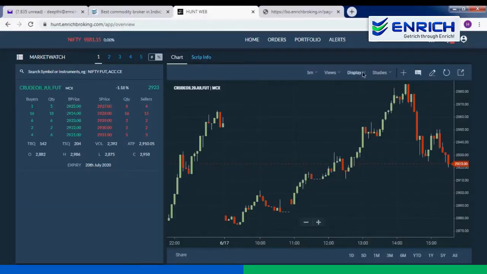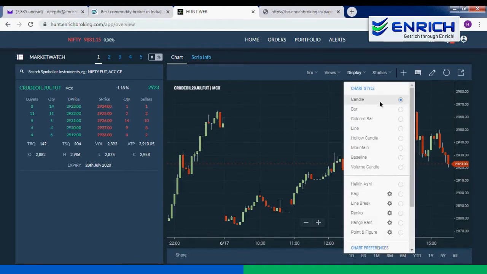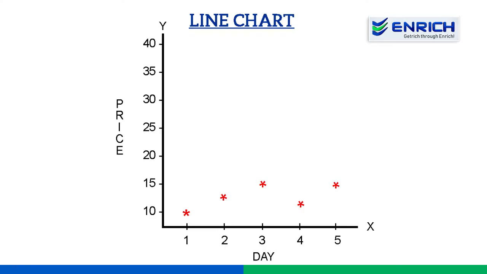If you take a look at this charting platform, this is the Market Watch page of Enrich Web Hunt, the trading platform. You can see here various styles. For example, let's take a line chart. Days are plotted on the x-axis and price on the y-axis. Now imagine the price on day 1 is 10 rupees, day 2 is 12, day 3 is 15, day 4 is 11, and day 5 it's 15. And let's connect the dots.